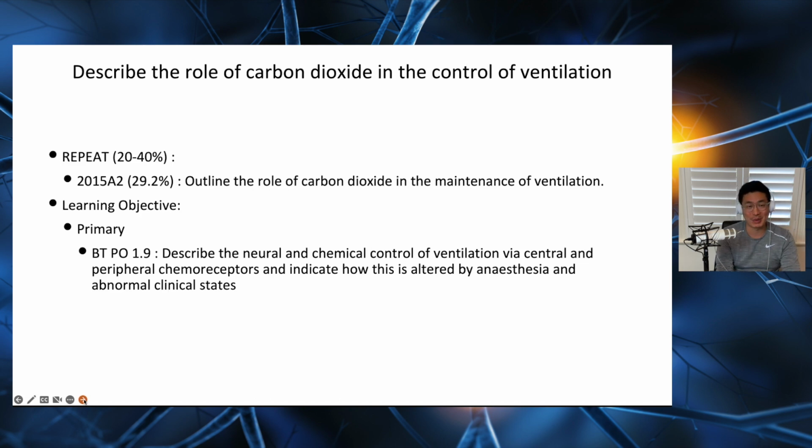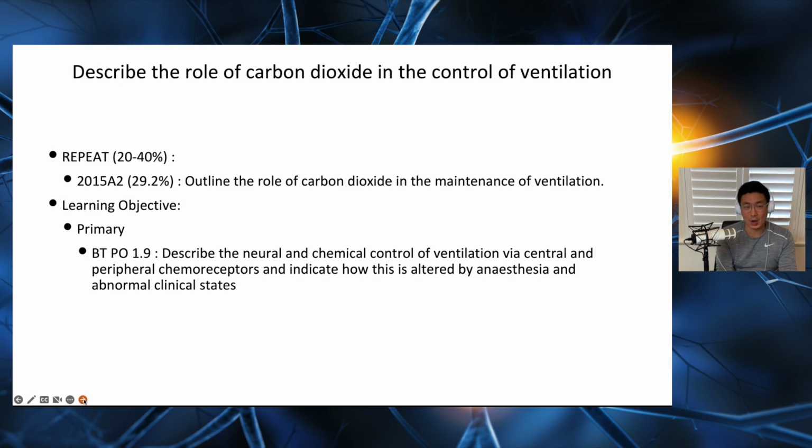once before in the past, 2015 A2, outlined the role of carbon dioxide in the maintenance of ventilation. And during that time, it had a 30% pass rate. So look, the other variations were the control of breathing. So yes, this is very specific. Yeah, correct. So the other one was talking about the control of breathing. This one is very specific in terms of asking about carbon dioxide.